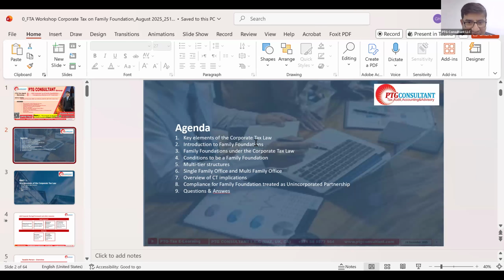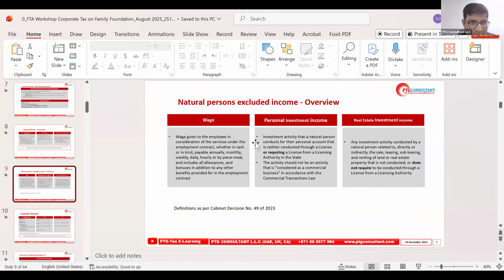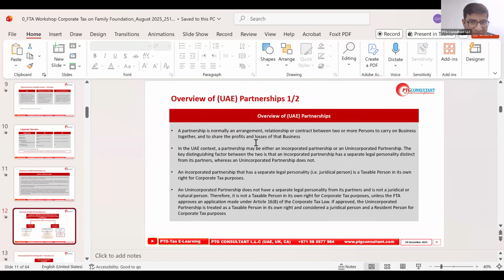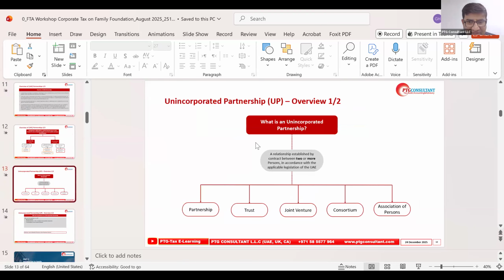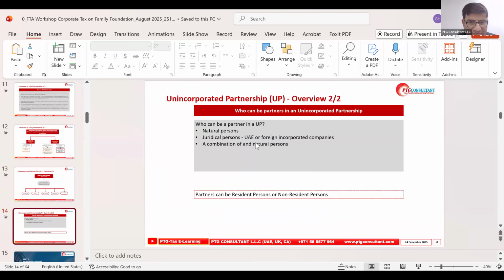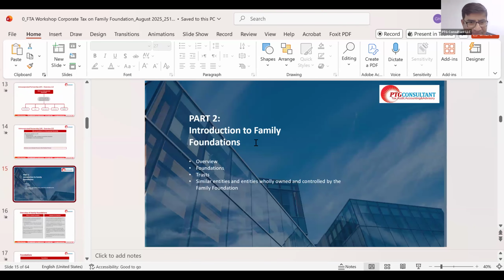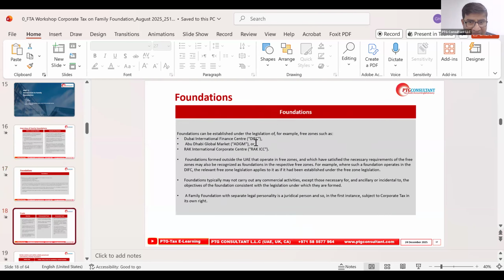Introduction of the Family Foundation, we already know, but I'm going to dive into detail on the practical aspect, how we are going to apply for transparency. This presentation is also prepared from most of the data from the FTA webinar, and I try to align the other things.